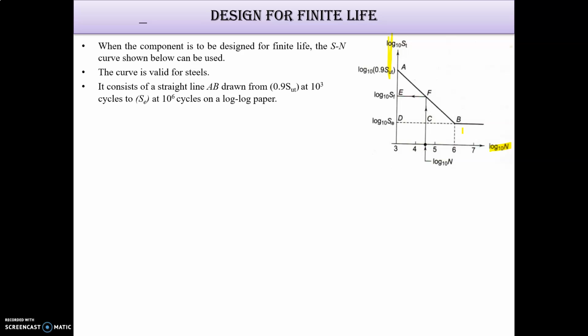It consists of a straight line, shown here, that is AB, which is drawn from 0.9 Sut at 10 to the power 3 cycles. This is 10 to the power 3 cycles and 0.9 times the Sut. From here it is drawn till Se at 10 to the power 6 cycles, and this is the value of your endurance limit. This is 0.9 Sut and this is the endurance limit value on a log paper.